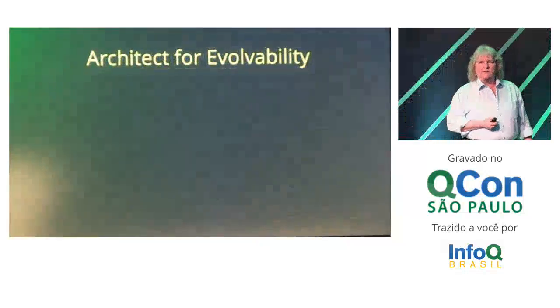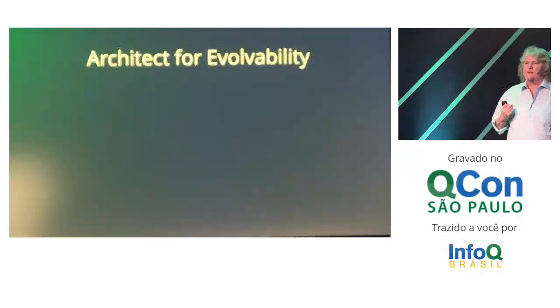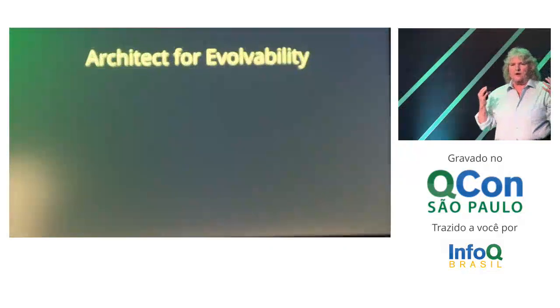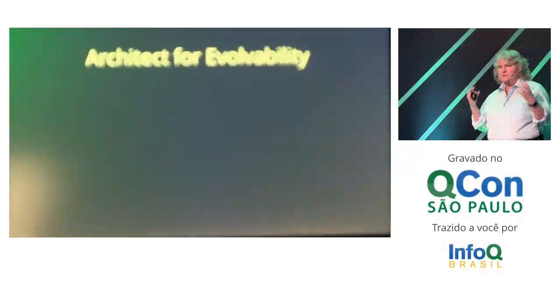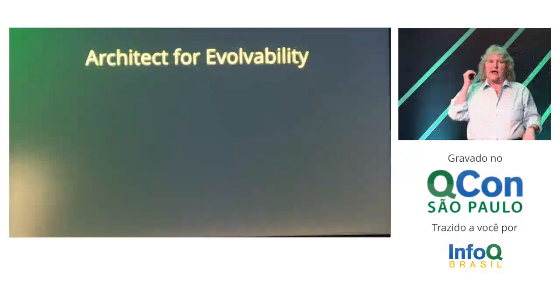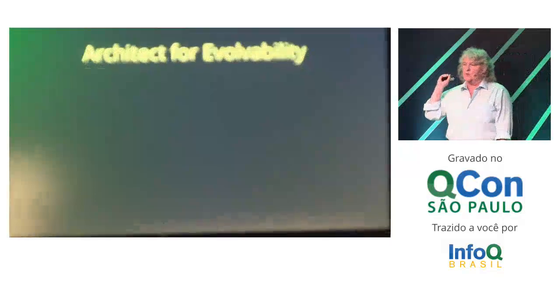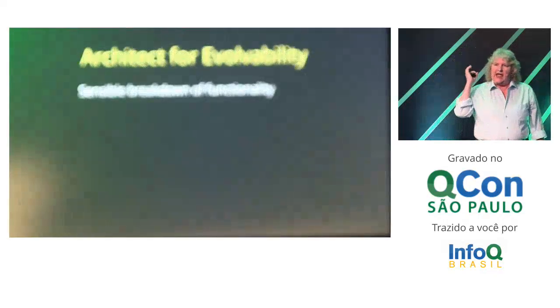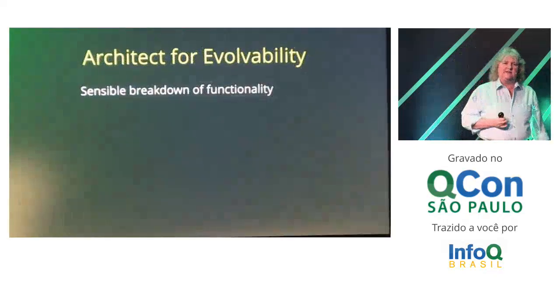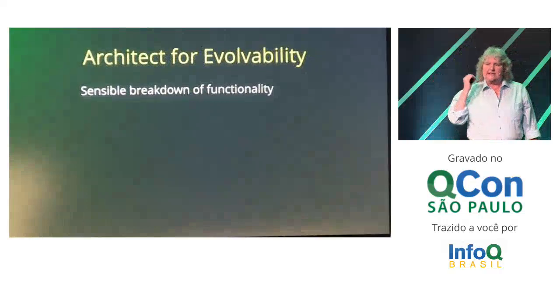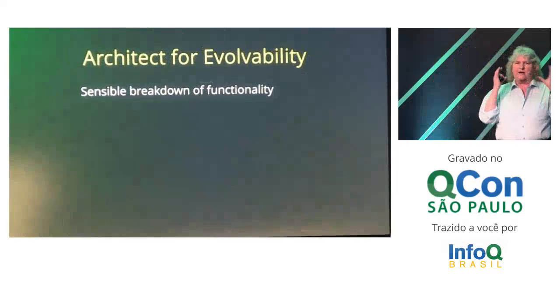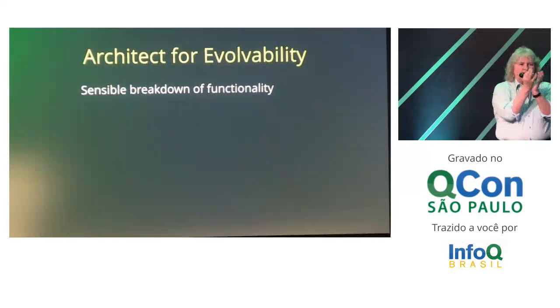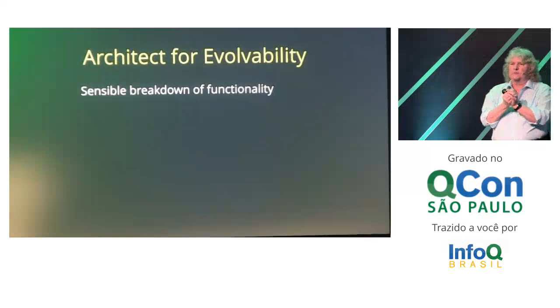So the next one, architect for evolvability. You want to think about how your system might evolve, not how it will evolve, not where change will come from, but what it's most likely to look like. And one of the easiest things to do is to think about how you break up functionality. What are the units of functionality within your system?